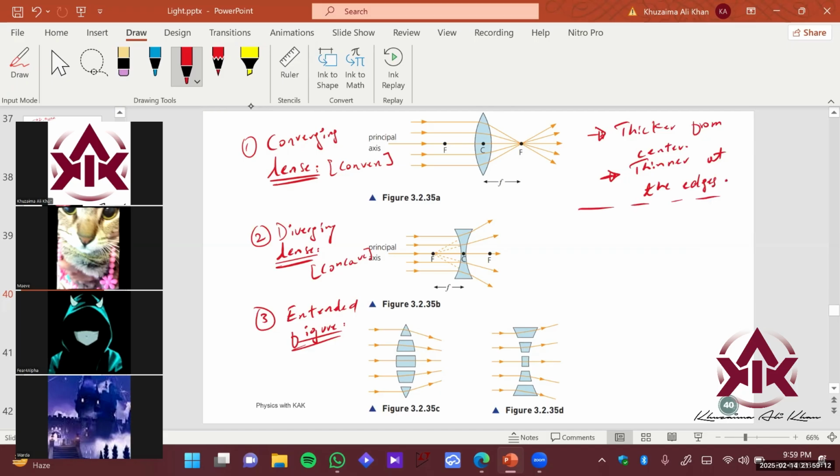And then you have the diverging lens. How do you identify this? It is thinner at the center, and it is thicker at the edges, right? Thicker at the edges. Okay, that's how you will identify if it is a convex or a concave lens, right?